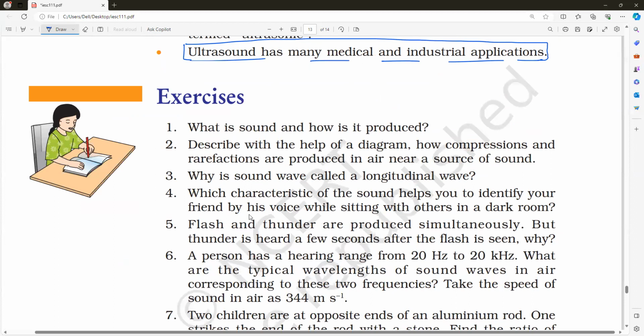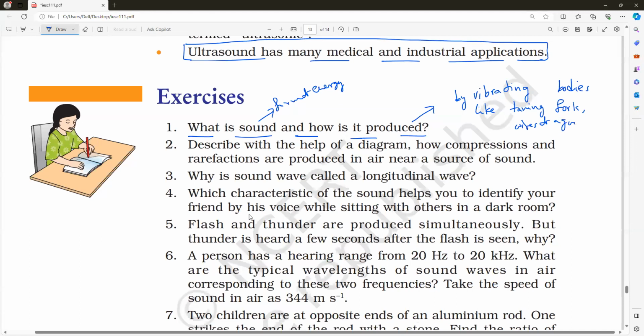Next, first question, exercises. All of you open. What is sound and how is it produced? Sound is a form of energy which is produced by vibrating bodies. For example, first activity, I told you: tuning fork, wires of a guitar, etc. Every vibrating body will produce a sound. That's what you have to remember.